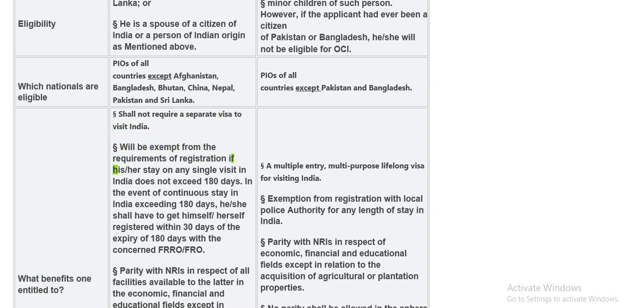What benefits is one entitled to? PIO: shall not require a separate visa to visit India. Will be exempt from the requirements of registration if his or her stay on any single visit in India does not exceed 180 days. In the event of continuous stay in India exceeding 180 days, he or she shall have to get registered within 30 days of the expiry of 180 days with the concerned FRRO/FRO.